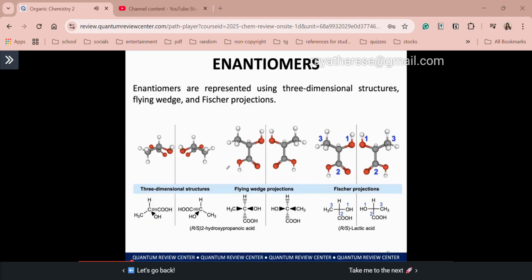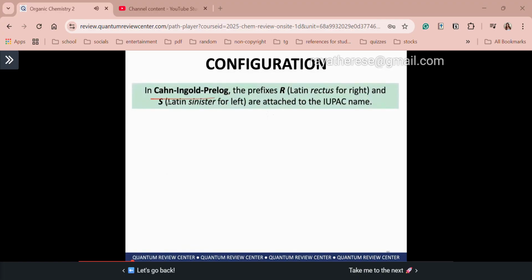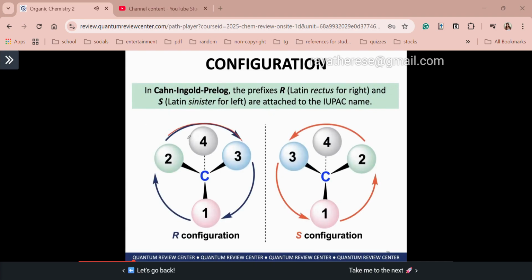Remember, class, for CIP rules, this is very important in determining the R and S configuration of your organic compounds. For your CIP, we also call it your Cahn-Ingold-Prelog rules. So your R literally means right, and in Latin it is called rectus, or S, sinister, which is literally translated to left. So meaning, if we have R configuration, it will rotate plane polarized light to the right. This is a clockwise direction. For your S configuration class, counterclockwise naman siya, again, to the left. Clear ba?